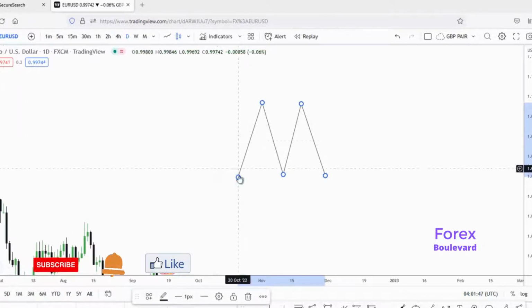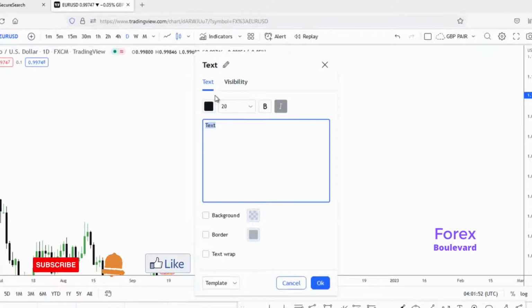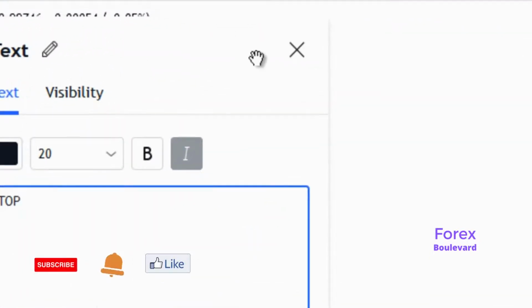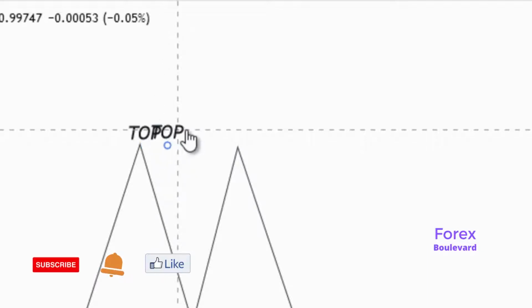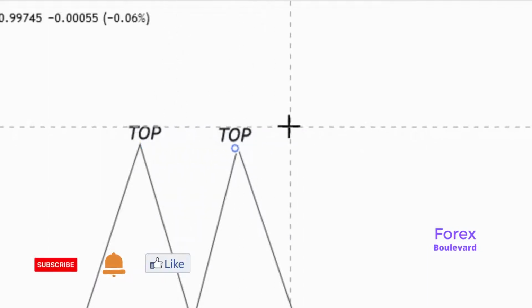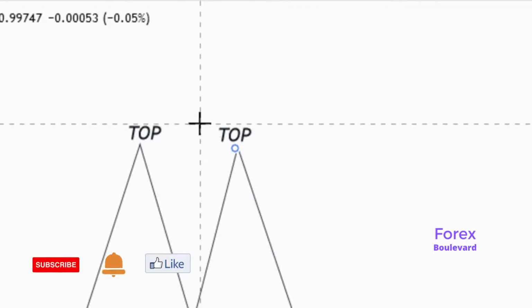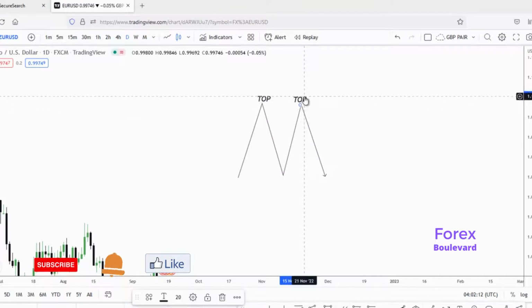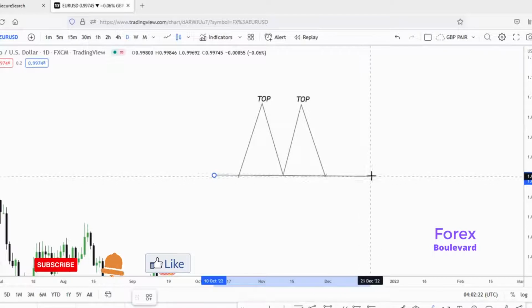Once we have a push to the upside, we call it a top. This is a top, and this is also a top. So you have two tops. That's why they call it double tops. So now the characteristic of a double top is that once it makes a pattern like this, then we have something called the neckline.